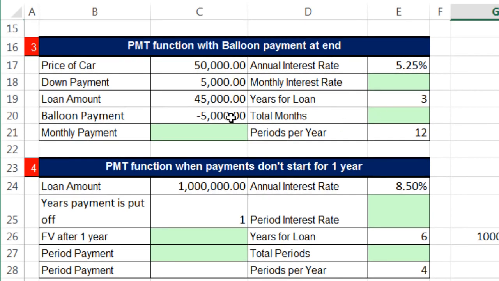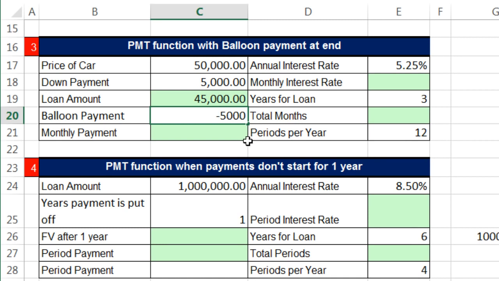Oh, sometimes you have a balloon payment at the end. So we're going to buy a car for $50K. The down payment is $5,000. Looks like I forgot to put the green there for formula. So we subtract those two and we have to borrow $45,000. We're going to have a balloon payment at the end.